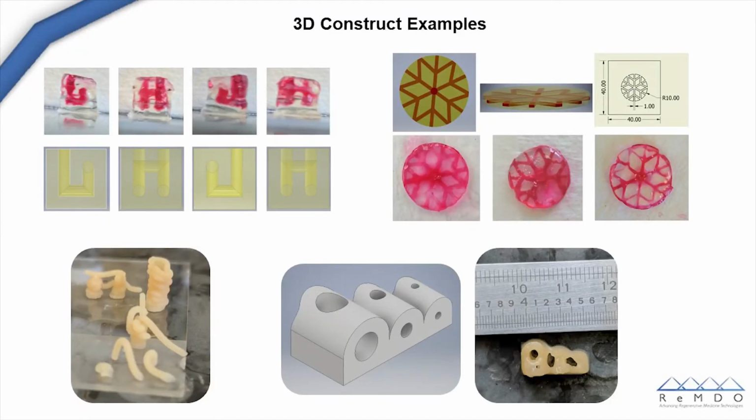Shown here are some 3D construct examples. The upper left panel illustrates some of the internal channels that we can create in these hydrogels. The upper right panel is illustrating more complex patterning. The lower left shows that these bioinks are self-supporting, so we can layer on top. And the bottom right illustrates that from a CAD image showing 3 channels, we can recreate that using our Bioink with fairly good resolution.